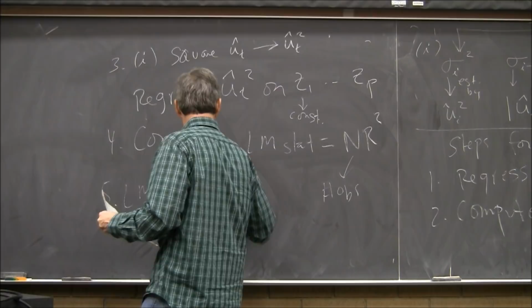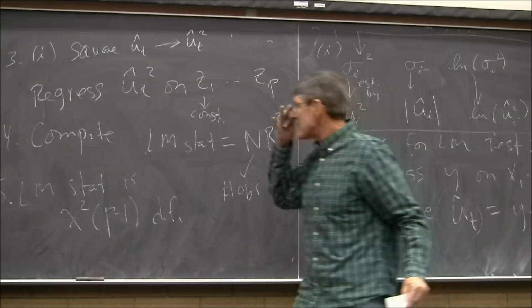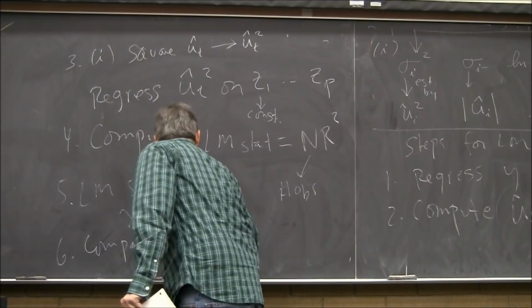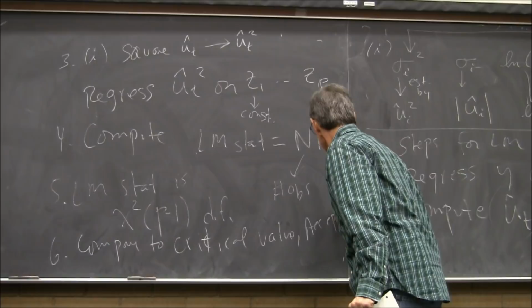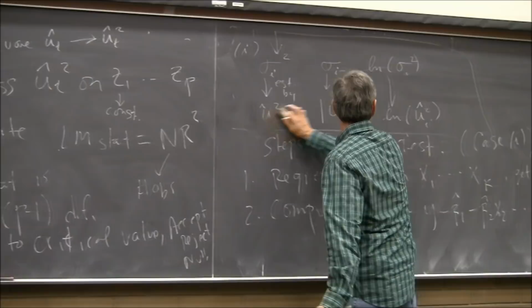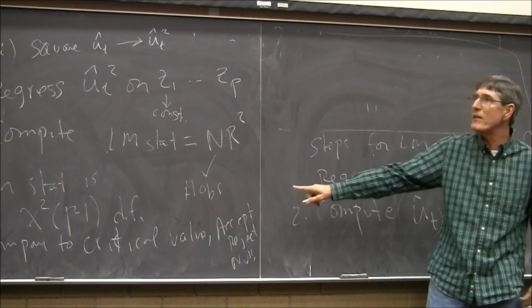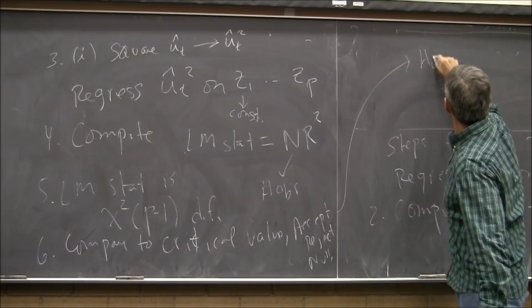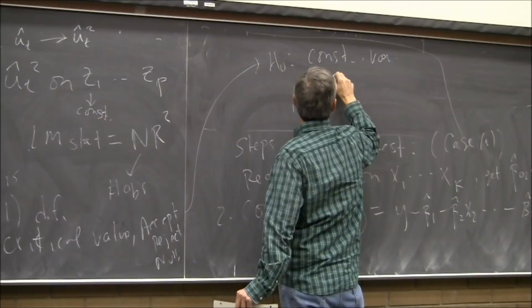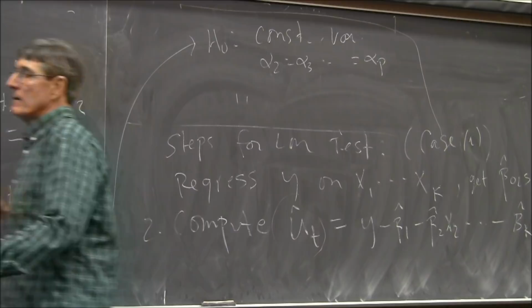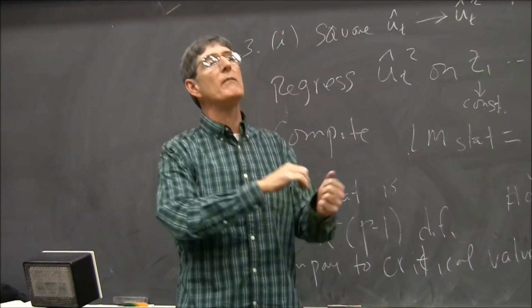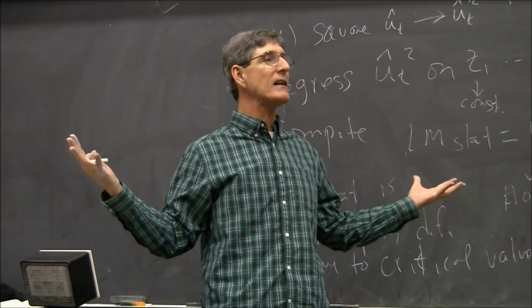So you just compare the stat to the critical value, and either accept or reject the null. What was the null? I wrote that fast. Compare the critical value, accept or reject the null, and the null, remember, was constant variance: alpha 2 equals alpha 3 equals alpha p equals zero. So the way to test for constant variance: run the regression, save the residuals, square them, run them on the z's, compute n r squared, that's chi squared with p minus 1, to either reject or accept that you have a constant variance. That's it.